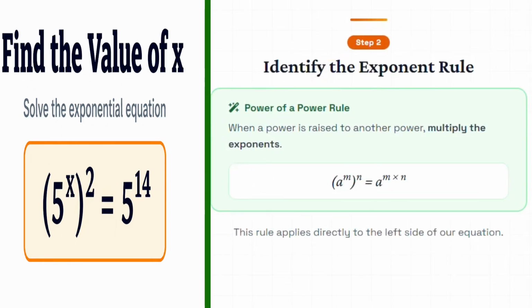Step 2. Identify the exponent rule. The left side has a power raised to another power. The power of a power rule states (a^m)^n = a^(m×n). In other words, when a power is raised to another power, we multiply the exponents.